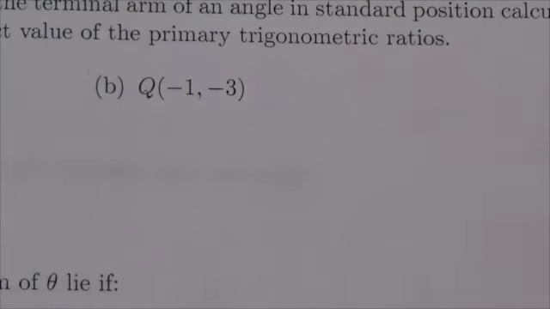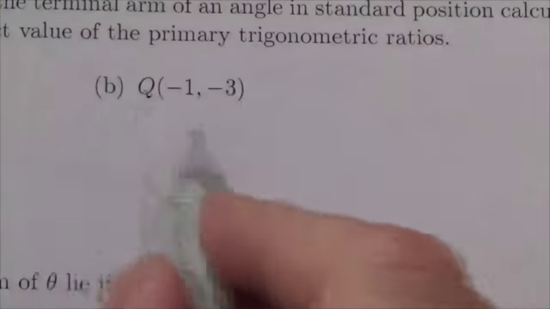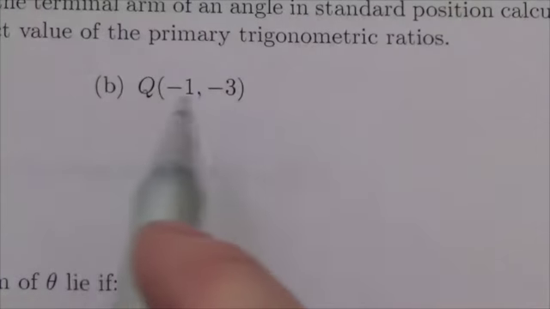Okay, hi everybody. This is the Math 20-1 Trigonometry review. This is question 11b. And what I got to do here is figure out the three primary trig ratios of the angle in standard position that goes through this point.